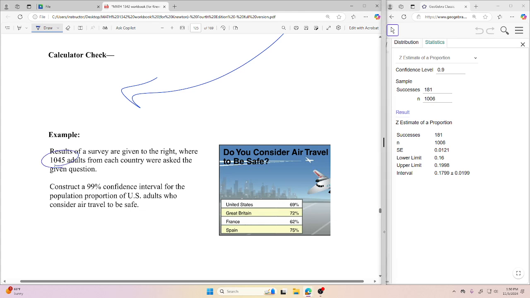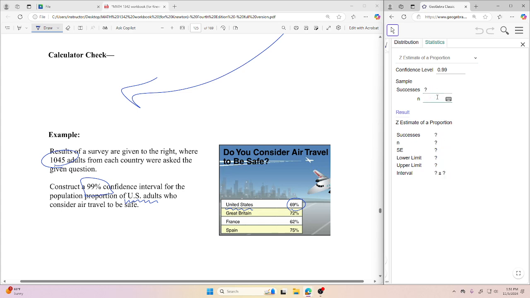Okay, so I have 1,045, 99% confidence, and they're wanting to know about U.S. adults. And see how our little picture here has United States? Bam. Okay, so that's what we're going to do. So here we go. I got 99. My total is 1045. And my successes, what do I put, like 69? Is that good enough? Right, it's got to be a percentage, so 0.69, of course.